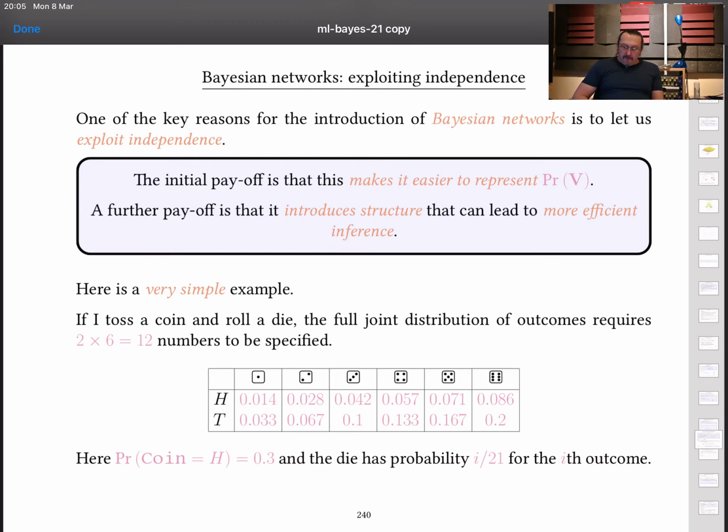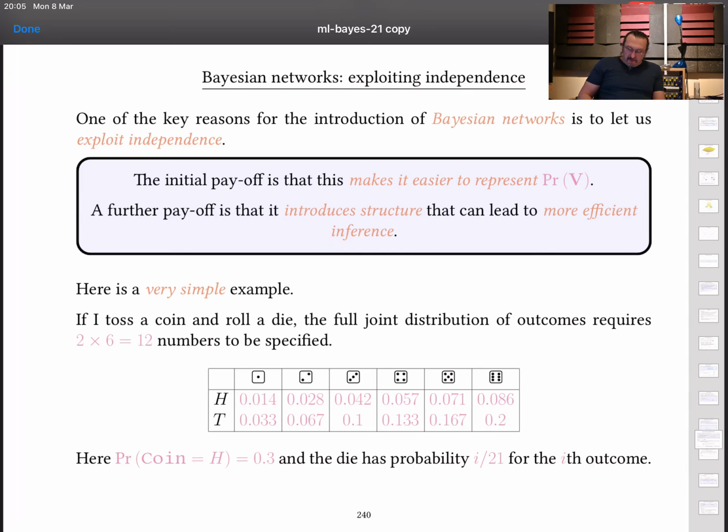Now, to use a very simple example, I have here an incredibly simple world involving a coin flip and the roll of a die. If I flip a coin and roll the die, I will get an outcome, say a head and a 2. And to a rough approximation, I'm going to need 12 numbers in order to describe this small world.